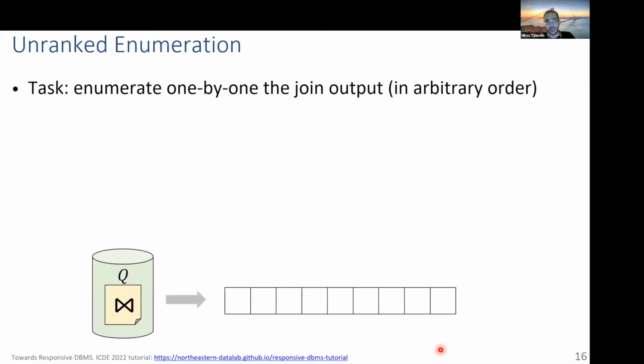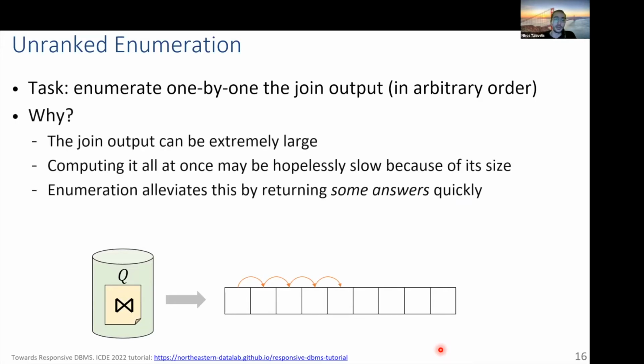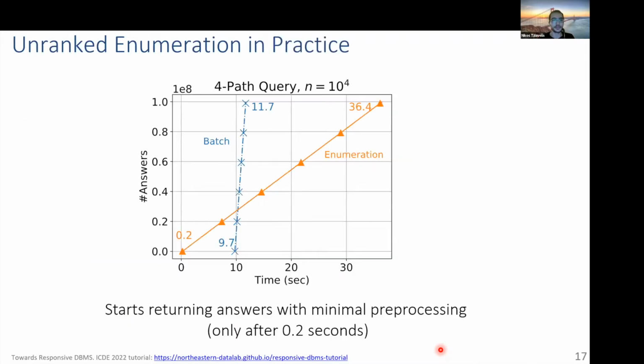Now, another task we are interested in is unranked enumeration, where basically, if we think again of the implicit array of the join, we want to enumerate answers one by one in any order. Why would we want to do this? Because the output of the join can be extremely large. So if we try to compute it all at once, it can be very, very slow. And enumeration can help us with that by returning some answer very early and without computing the entire array here.